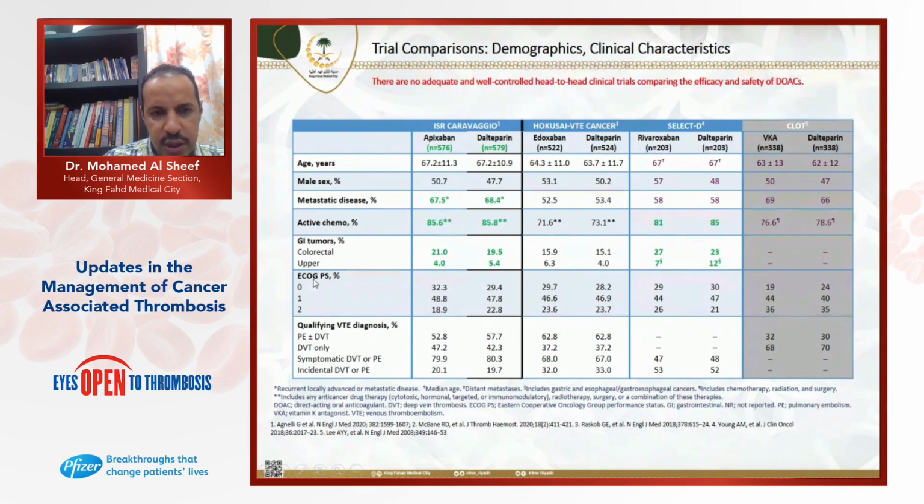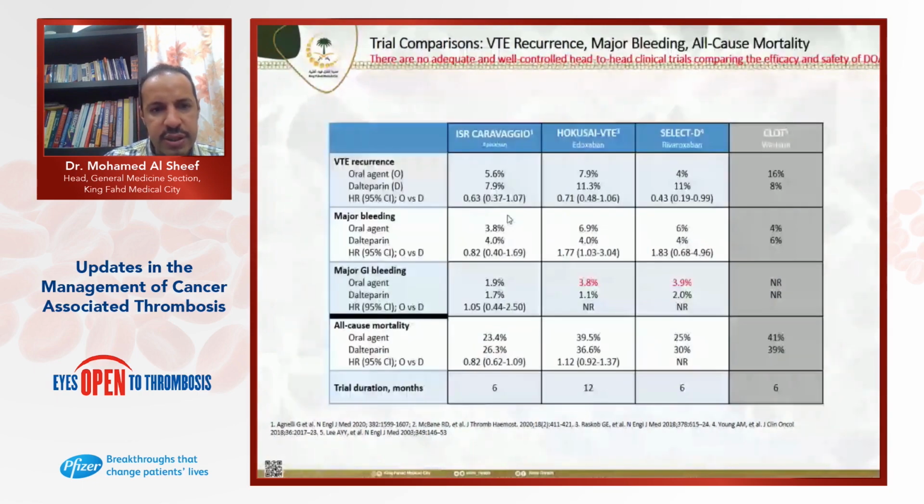Functional status, ECOG, and all are similar. This is what I found: slight differences, and also in major GI bleeding. You can see Caravaggio about 1.9% for apixaban and 1.7% for dalteparin. Here for Hokusai it's 3.8%, and for SELECT-D it is 3.9%. If you compare, remember they are not head-to-head comparisons, they are different clinical trials, but you can see there is a real difference between the three studies.